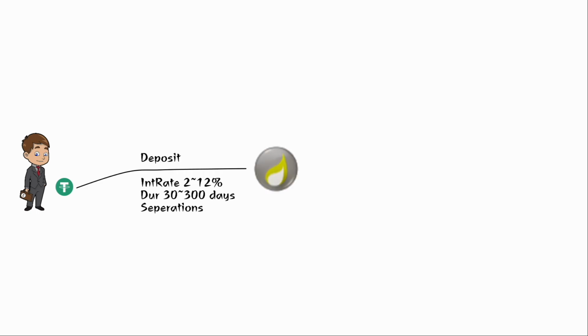Okay, so here we are on the flowchart. We have Dollar Bill. He has some USDT. He wants to lend it out. He just wants easy money. He doesn't want to do a lot, so he comes to Lumen Finance to try to figure out how to do this. So it's pretty simple. He just deposits his USDT.